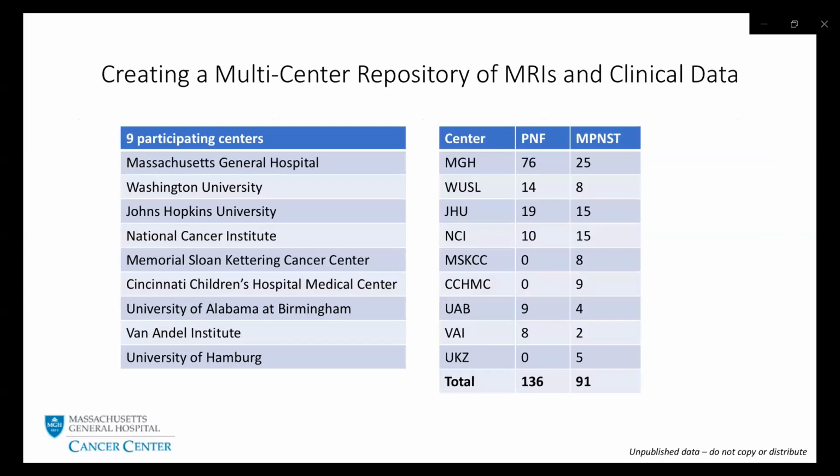To develop a radiomics model that can differentiate between plexiform neurofibromas and MPNSTs, we first had to collect a sufficient number of MRI scans. Machine learning works best with a large amount of data, so we collected MRI scans from 9 centers in the US and Europe, listed here. For the development of the model that I'm showing you today, we included 136 plexiform neurofibromas and 91 MPNSTs.